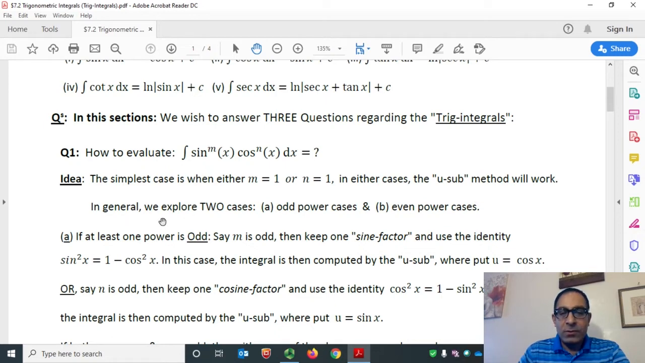In general, we explore 2 cases: odd power case and even power case. First, if at least one power is odd. Say m is odd, where m is the power of the sine function. Then keep one sine factor and use the identity sine squared x equals 1 minus cosine squared x. In this case, the integral is then computed by u substitution, where we put u equals cosine x.